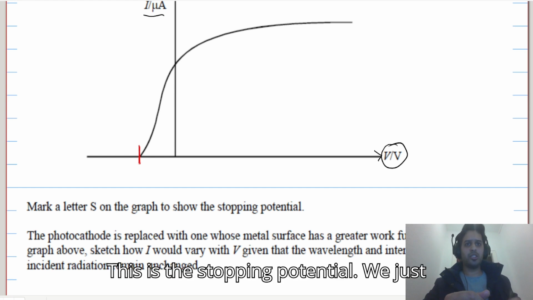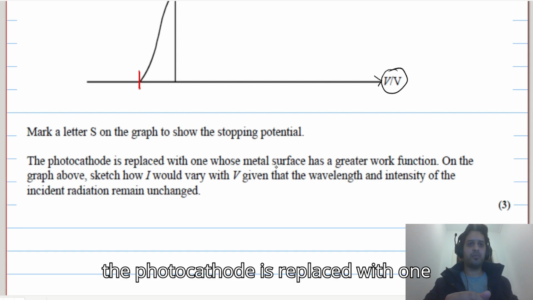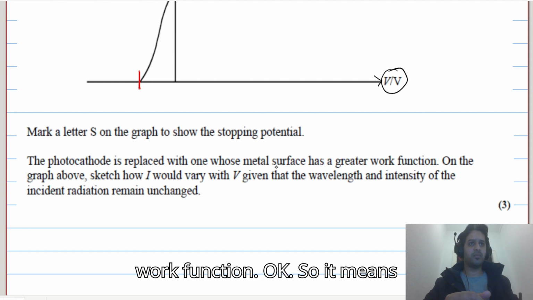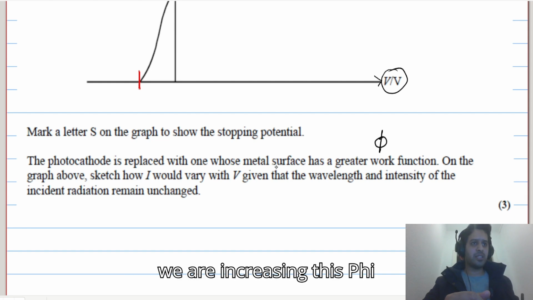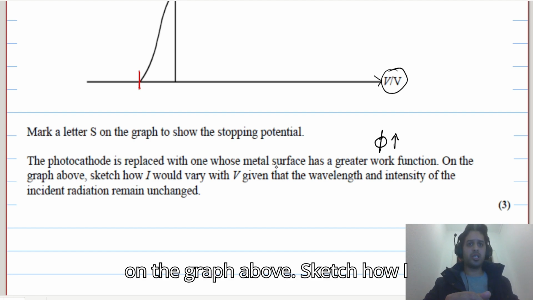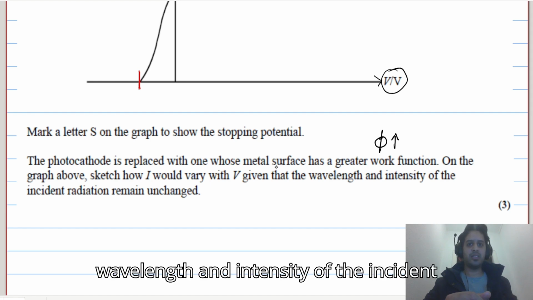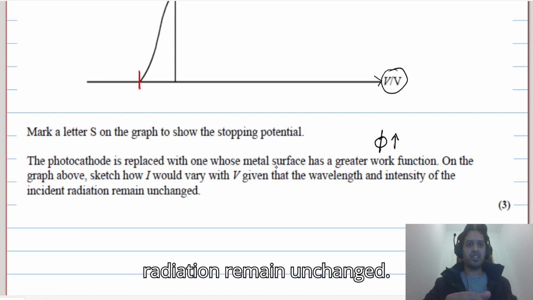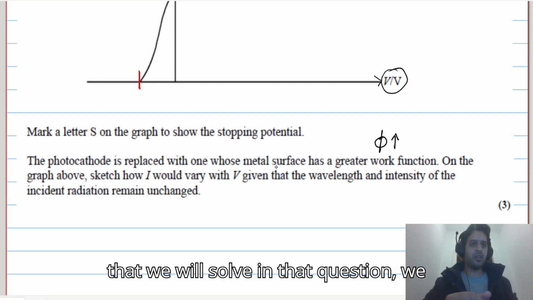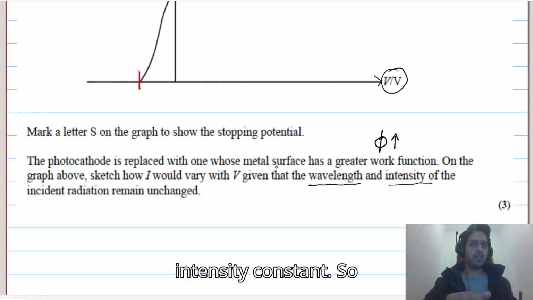This is the stopping potential. We just have to mark it. The second question is, the photocathode is replaced with one whose metal surface has a greater work function. Okay, so it means we are increasing this phi. On the graph above, sketch how I would vary with V given that the wavelength and intensity of the incident radiation remain unchanged. Again, like I explained, in the question that we will solve, we will keep the frequency and intensity constant.